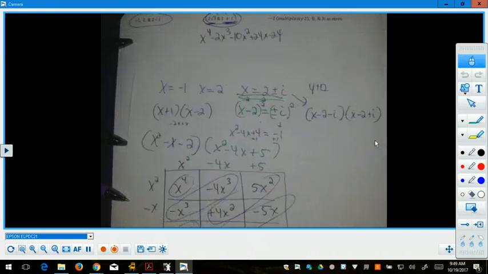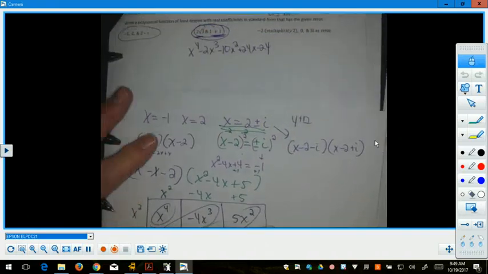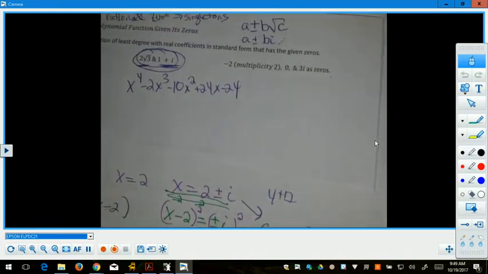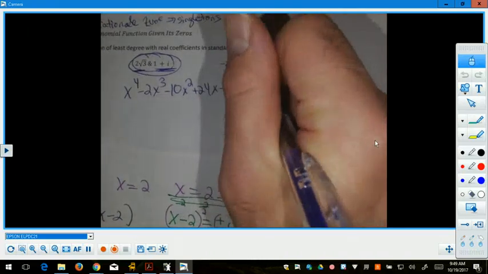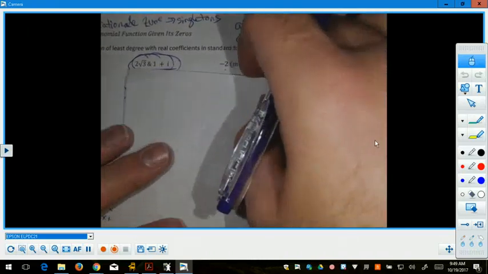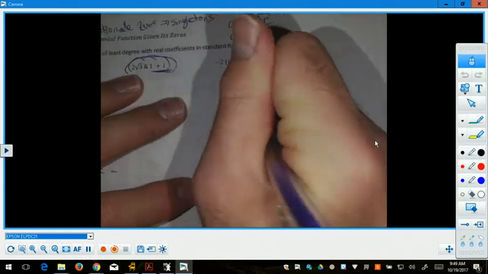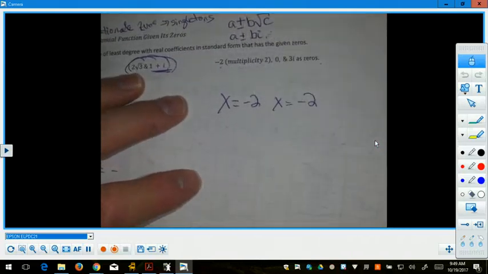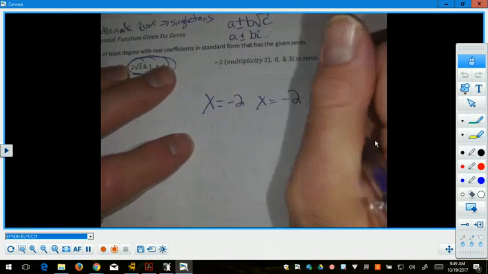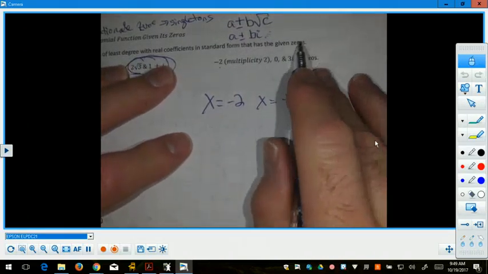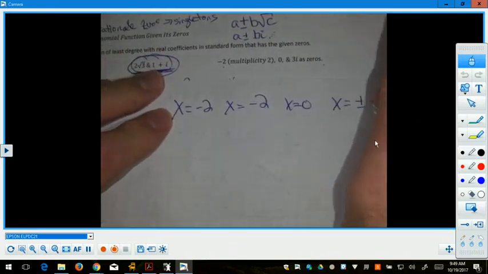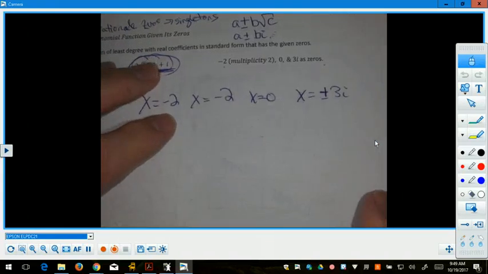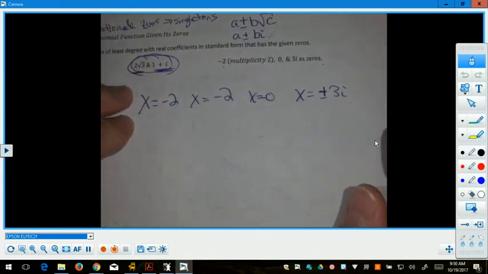We're going to set up the problem for the one on the right side, and then I would like you to try that problem, multiplying it out and seeing what you get. So basically, because the negative 2 has multiplicity, I have the following factors. x equals negative 2, but I have it 2 times, because it has multiplicity of 2. I have x equals 0. And how many factors am I going to get from the 3i? 2. It's going to be plus or minus 3i. If you like to separate it, you could do x equals 3i and x equals negative 3i.